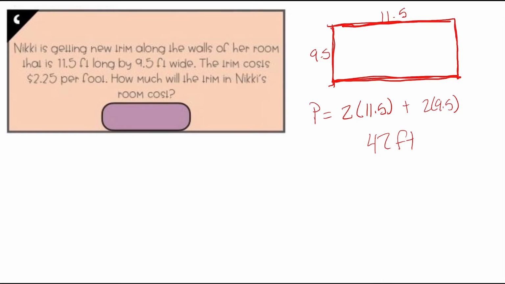And I know that the trim is $2.25 per foot. So I need to multiply that by the amount of feet of trim that I have. So I'm going to multiply my cost by the amount of feet. And I get 94.5, and that's the cost. So it's dollars. $94.50 for the trim.